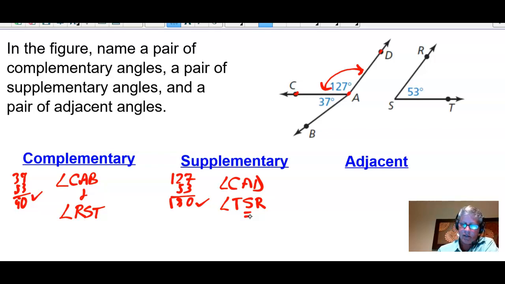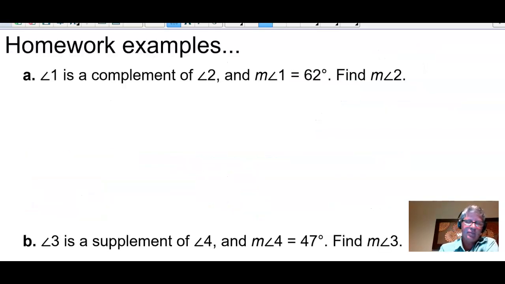Adjacent angles are going to be any two angles that share a side and a vertex. Well, I think it's pretty easy to see that BAC shares a side with CAD. Yes, you will be asked to show that. So here's some perfect examples that you might see out of the book.